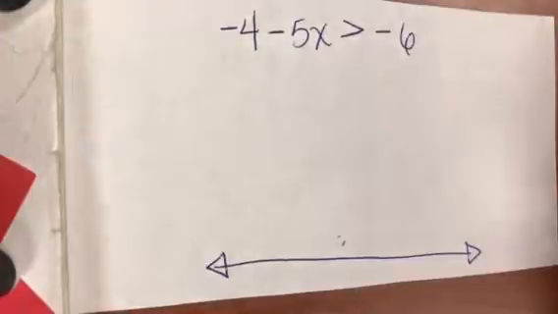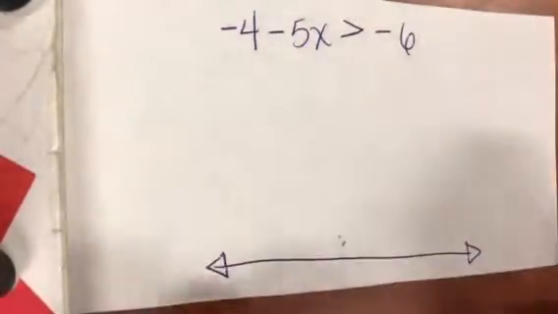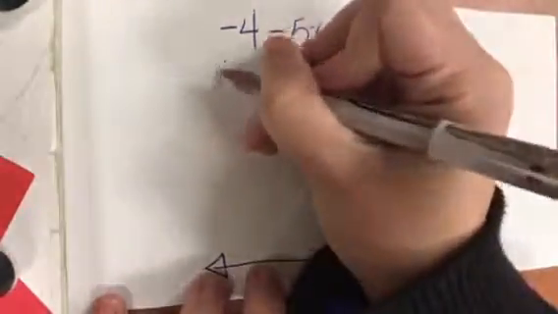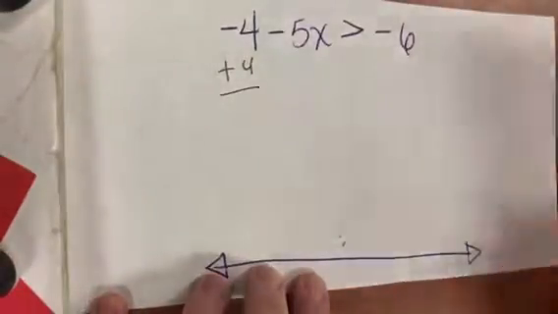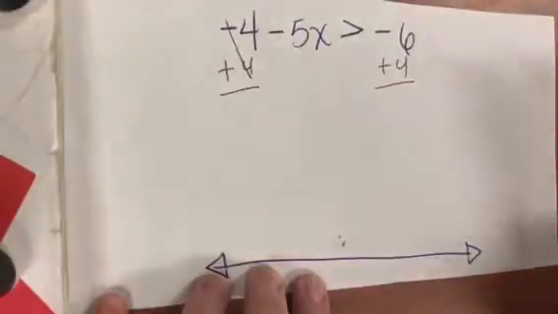Negative 4 minus 5x is greater than negative 6. Okay. Wow. Hey, at least it's not going to be a fraction this time. I can see it's all right, add 4 because that's our inverse operation for our constant. Add 4. Oh, no, it is going to be a fraction. Ah, I'm mistaken.